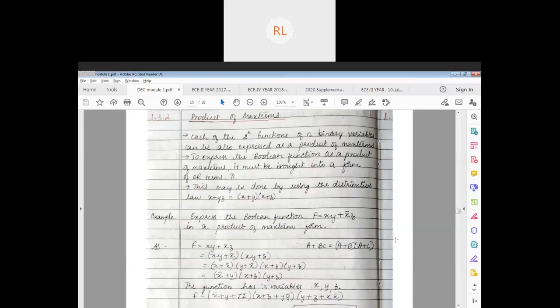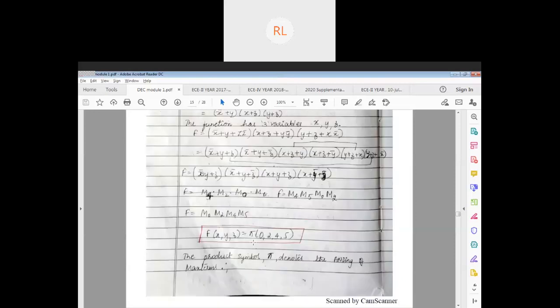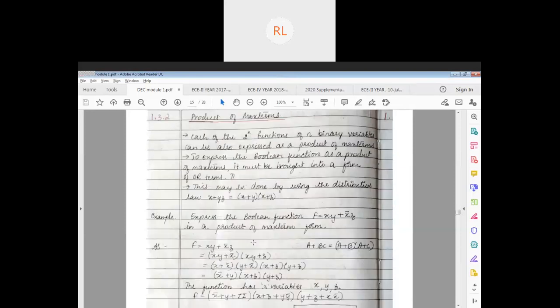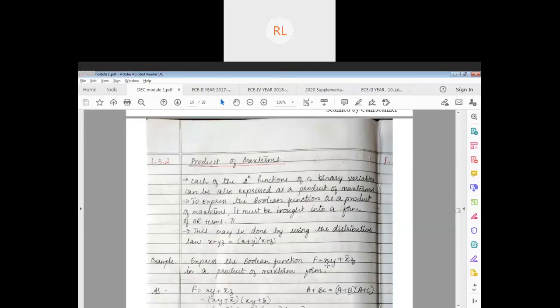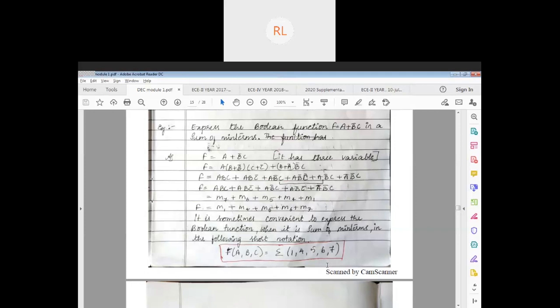The next one is maxterms. Okay, so the same logic applies. Instead of summation, you saw summation here, right? Instead of summation, we are using pi. We are using pi. So the same concept applies. I think probably we will look into this in the next class.